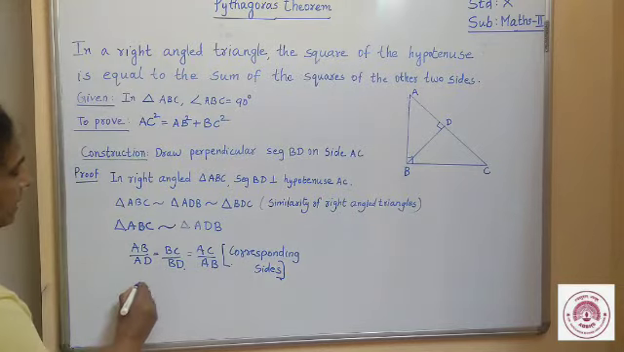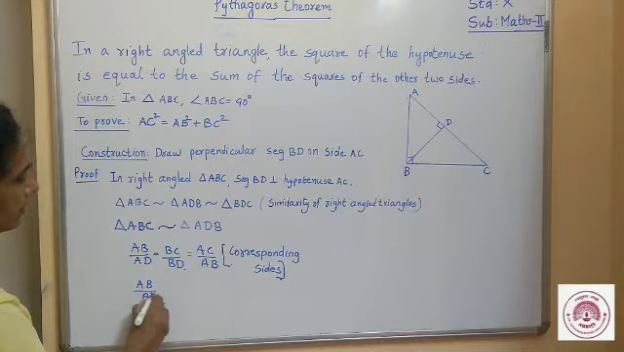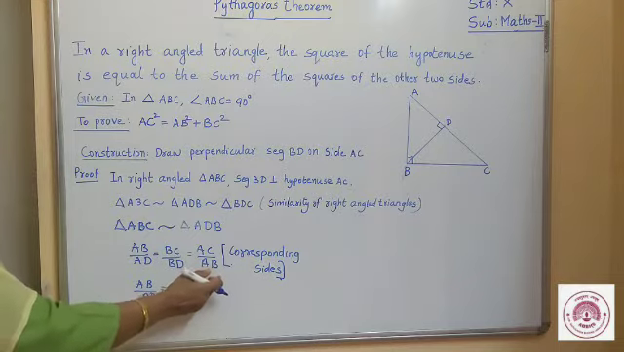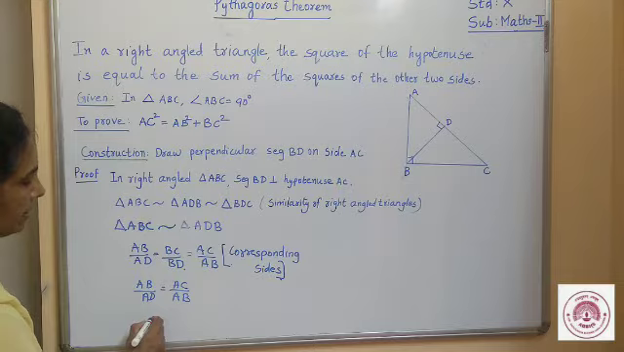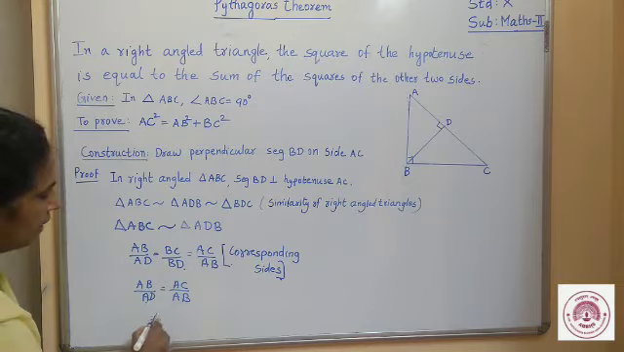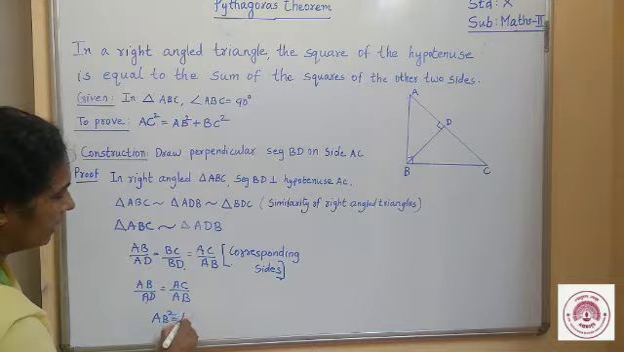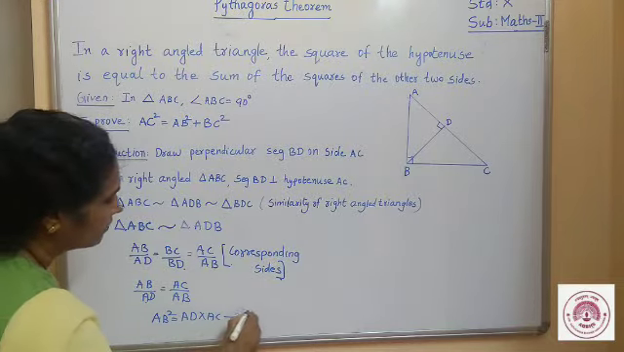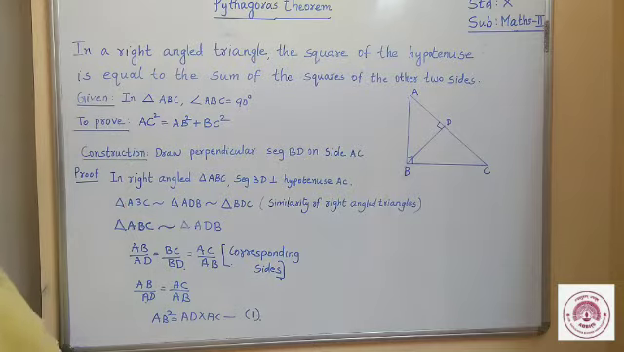Now from this we will take AB upon AD is equal to AC upon AB. Taking first and third ratios, cross multiplying, we will get AB into AB is equal to AD into AC. So what is AB into AB? AB square is equal to AD into AC. Let this be equation number 1.